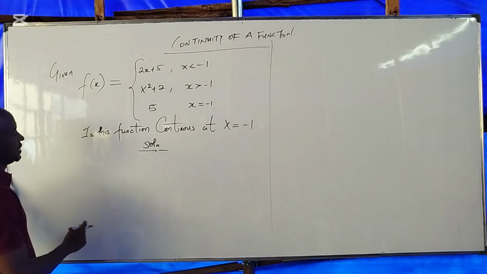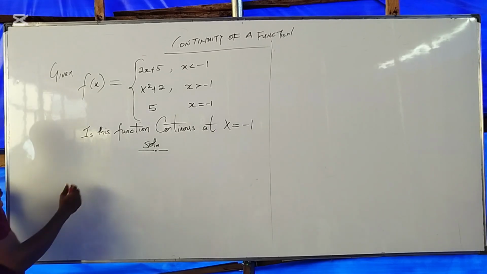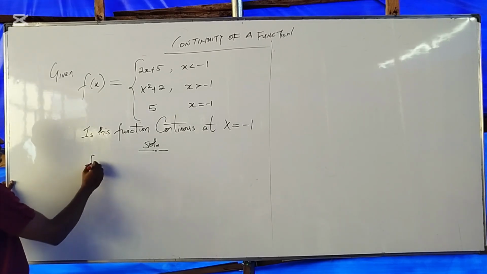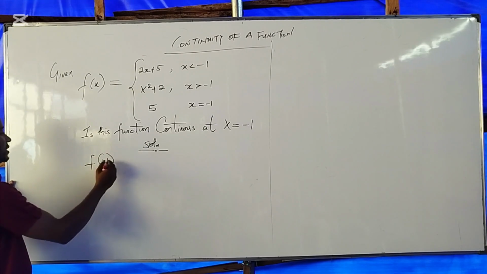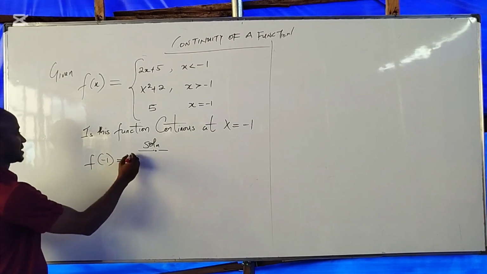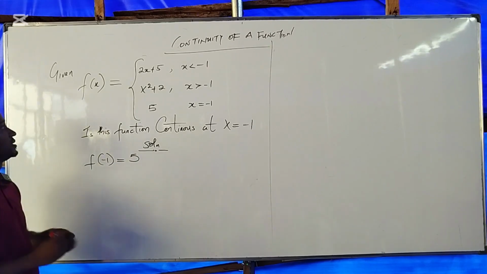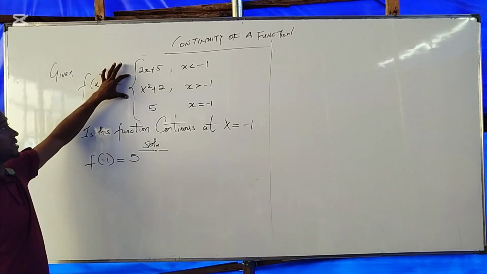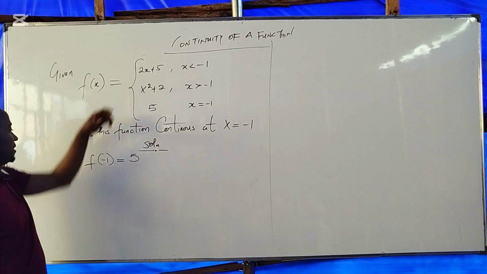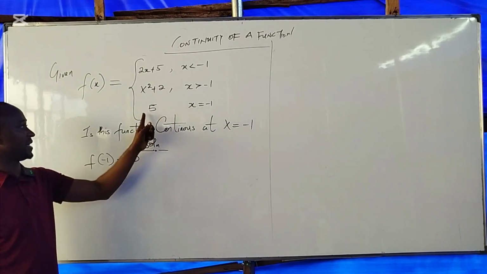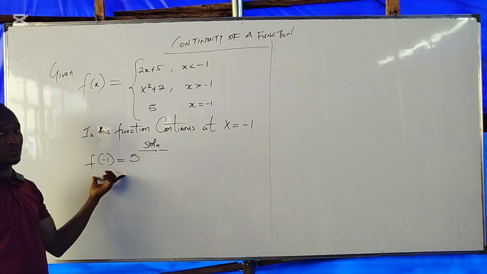Now what we are going to do here is to define f of minus 1, right? Okay, let's define f of minus 1. The f of minus 1 is defined as 5 from this function, all right? From these functions here, the f of minus 1 is defined as 5. So that means this is the answer to this.